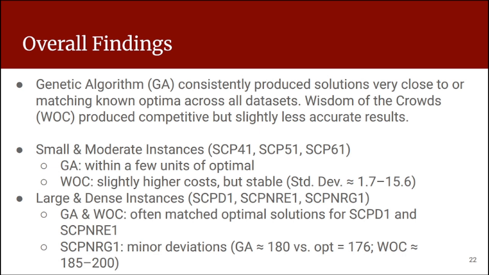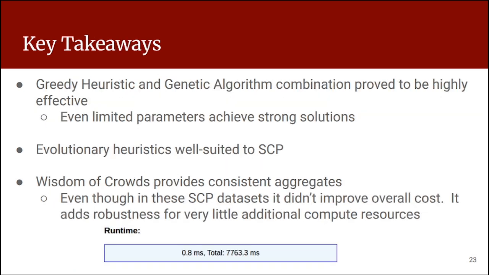For the large and more dense instances, the GA and WOC for the first two, the D1 and the NRE, were near optimal for both of those. And the NRG, as I mentioned before, was one of the ones where we saw the most variance between the WOC and the GA. So the key takeaway from this project, I think, is that even with limited tuning, the system produced near optimal results for complex data sets. The WOC approach adds resilience with minimal overhead.